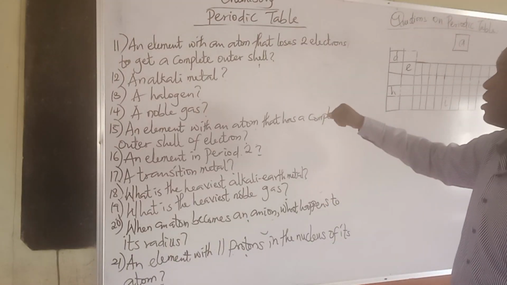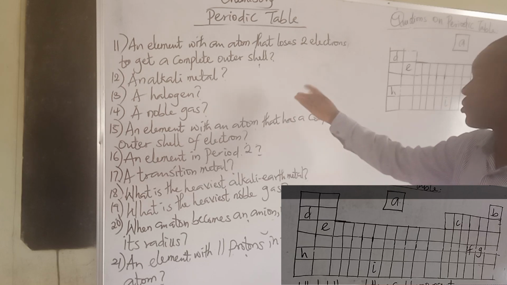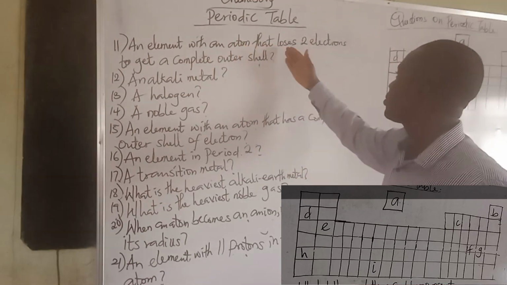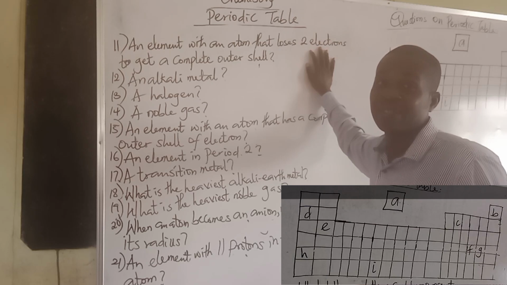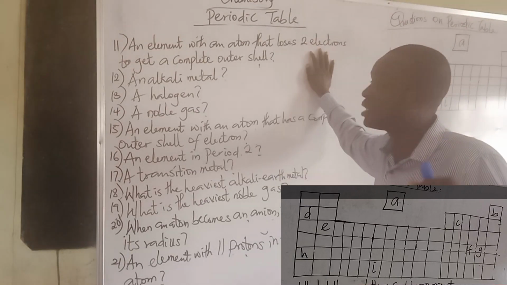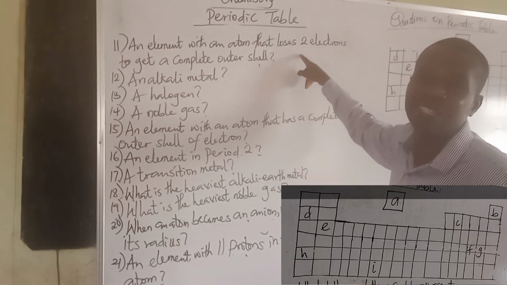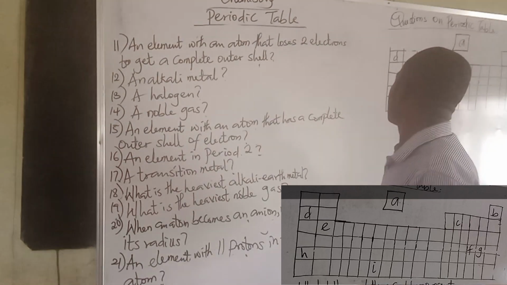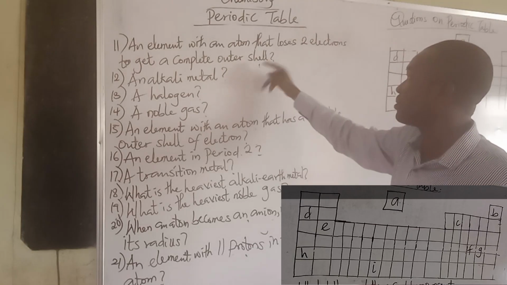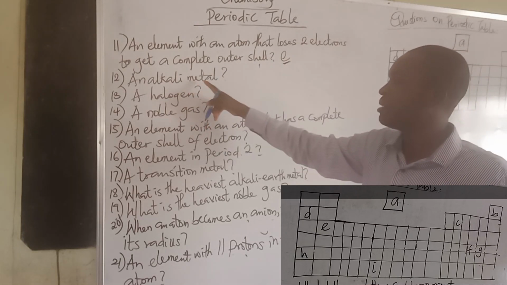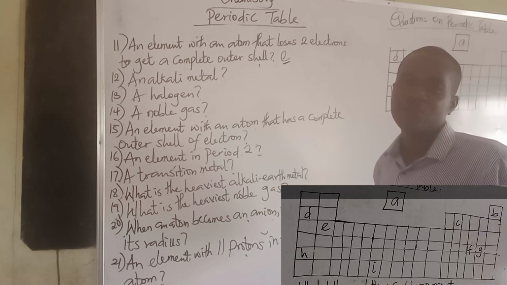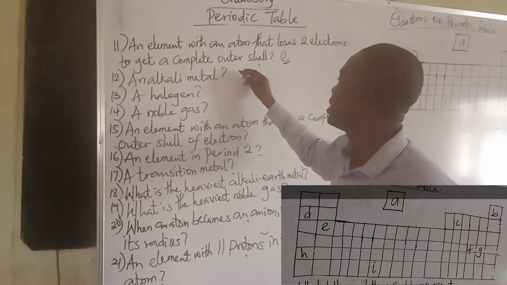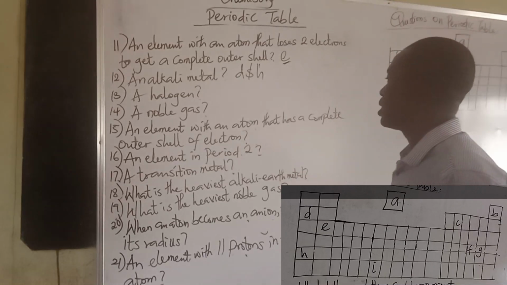Let's solve more problems, and we allow you to also try some of these as we go down together. An element with an atom that loses 2 electrons. Metals lose electrons. That's why they are positively charged. Don't forget. Now, if the metal is losing 2 electrons, that metal is in group 2. An element with an atom that loses 2 electrons to get a complete outer shell, that is E. So, an alkali metal. Alkali metals are metals of group 1. Remember, we said group 1 elements are called alkali metals. So, for group 1, we have D and H in our table.